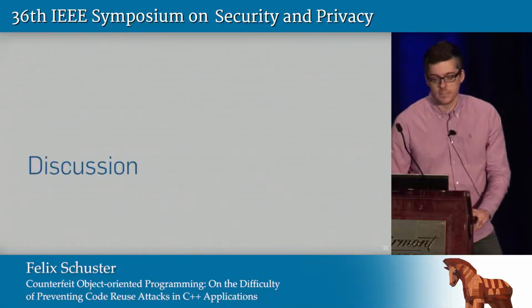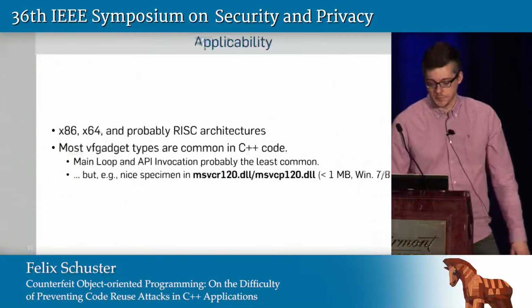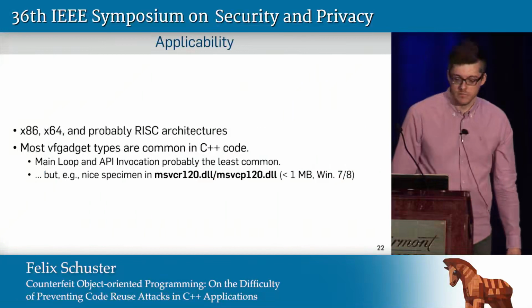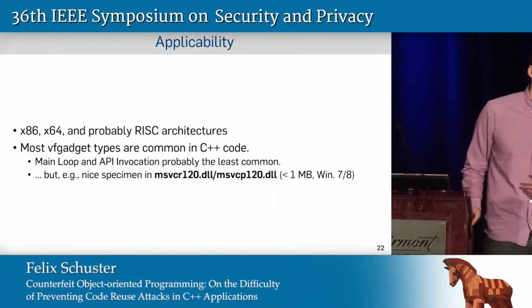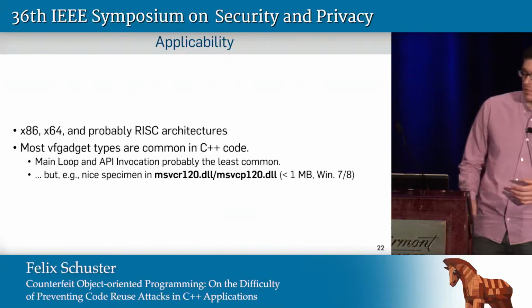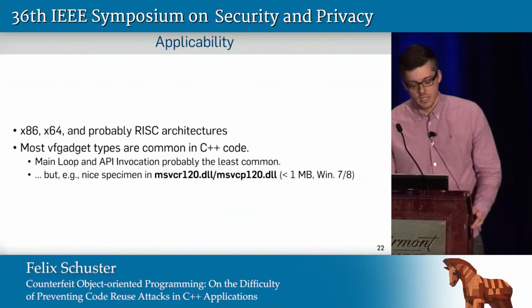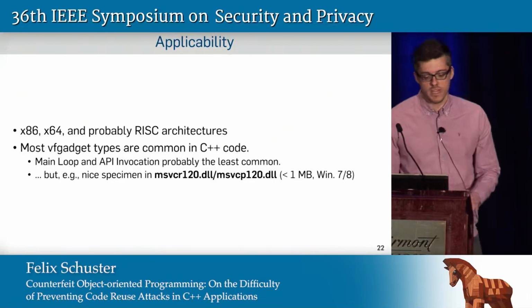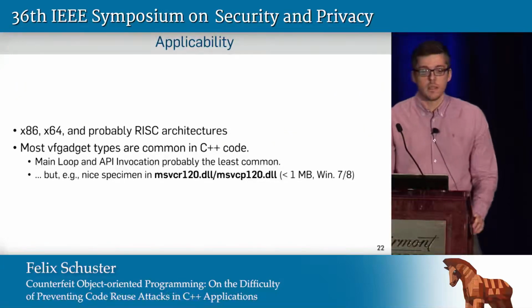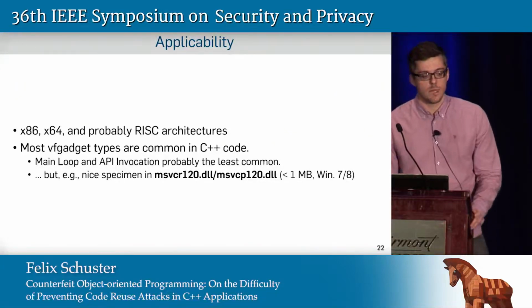Okay, now comes the discussion of our COOP attack. First, applicability. Of course, you can design great code reuse attacks on paper, but this needs to be applicable or relevant. Essentially, we created real-world attacks for x86, x64, and we also discussed in the paper why COOP is probably applicable to RISC architectures in general.